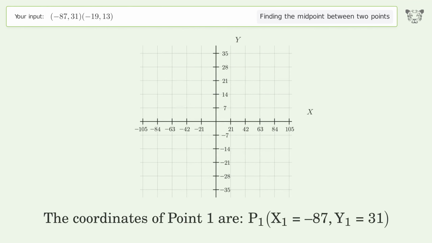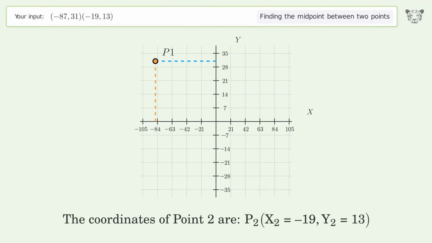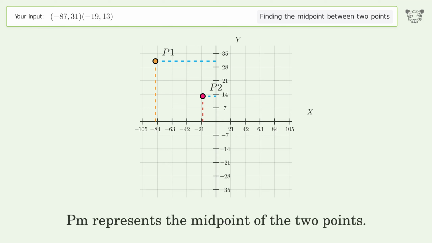The coordinates of point 1 are x1 equals -87, y1 equals 31. The coordinates of point 2 are x2 equals -19, y2 equals 13. PM represents the midpoint of the 2 points.